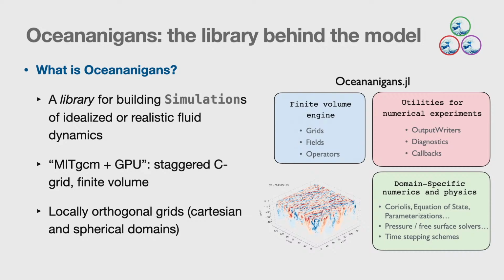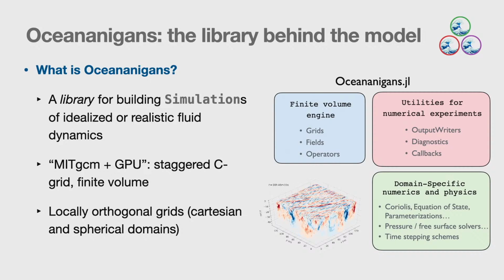On the other hand, Oceananigans is the library behind the model. So Oceananigans implements all the ingredients that you need to build and run a fluid dynamic simulation. So it has all our discretizations, spatial and temporal. All the physics is in Oceananigans, so all the parameterizations are written in Oceananigans. And also all the utilities that are required to actually build a simulation, to run it, and to analyze it.